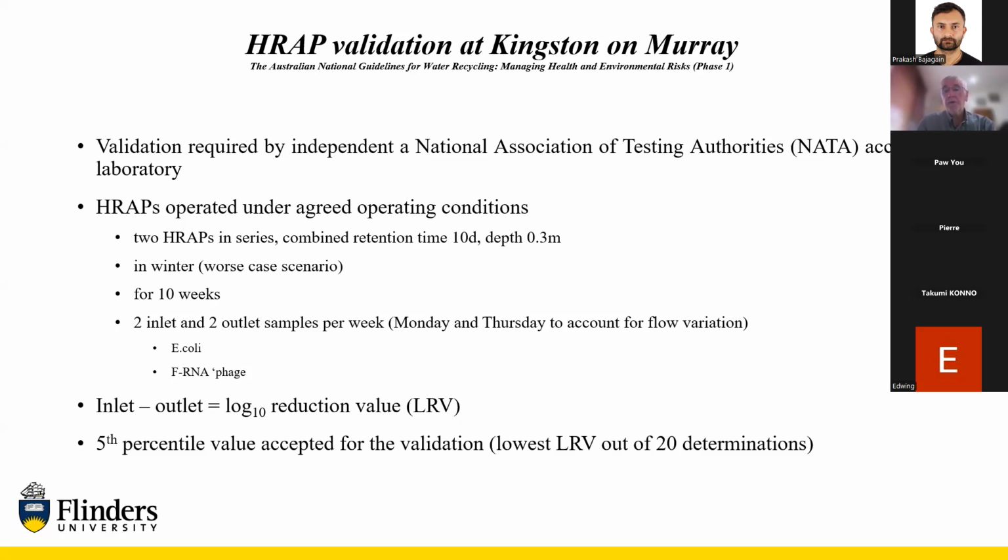But an even more stringent requirement was that the values were not taken as means or medians. The value that was accepted for the validation was the 5th percentile. If you think about that, if we take 20 inlet and 20 outlet samples over 10 weeks, the log reduction value you get is for the poorest performing sample in your data set. It's accepting the worst case value, not the mean or the median. And we did this in 2013.